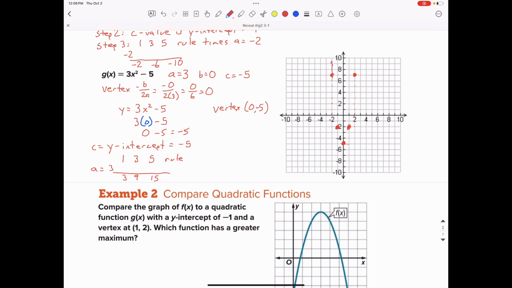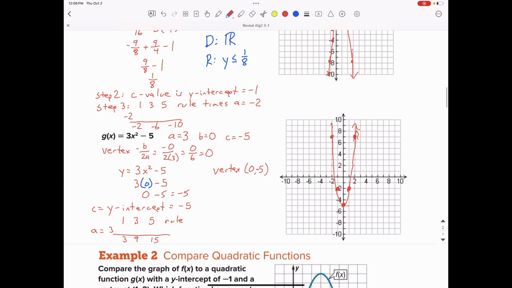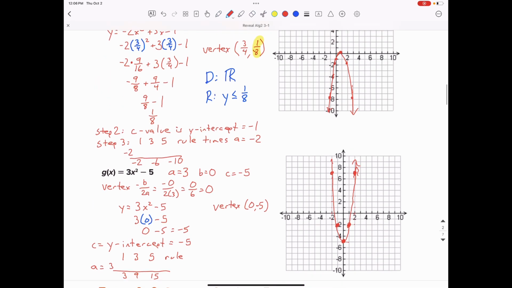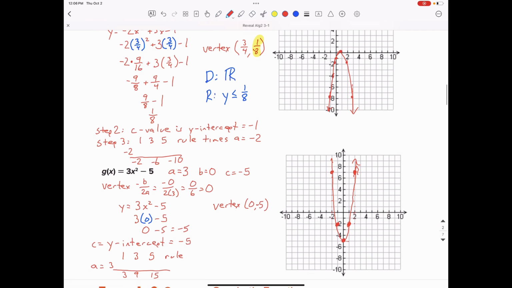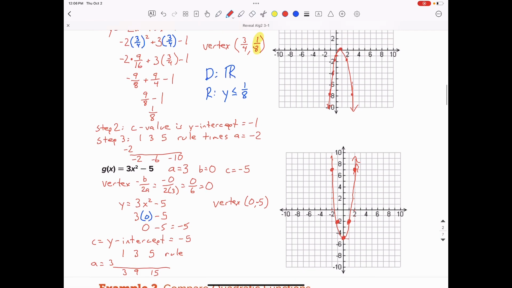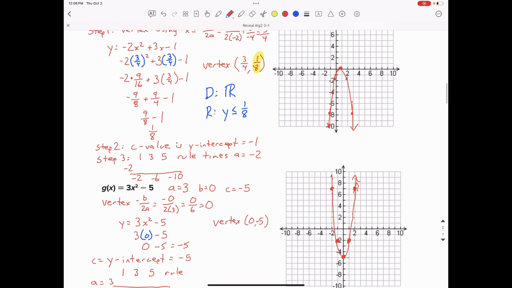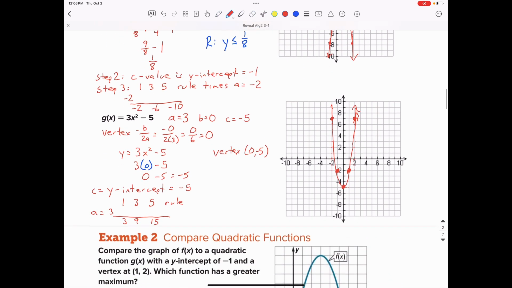This is going to be a very long, skinny parabola. That value of 3 really stretched it out. Even stretched it out further than the previous one, which had a value of -2. You can see that the one we just graphed is a little bit taller and a little bit skinnier than the one we had with a value of -2.